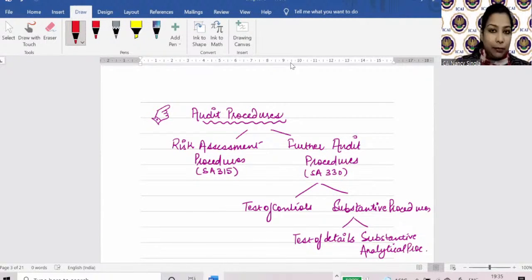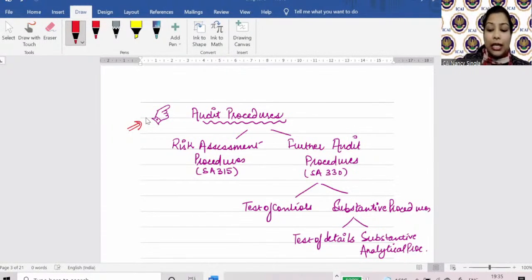Astha is asking me about assertion. Astha, after the topic of audit procedures, assertion will be discussed in detail, and I assure you that I'll take your topic there, regarding assertion. Now concentrate on audit procedure.